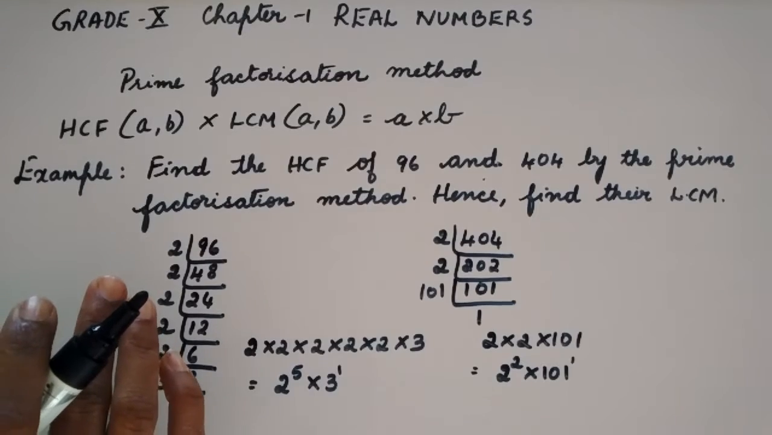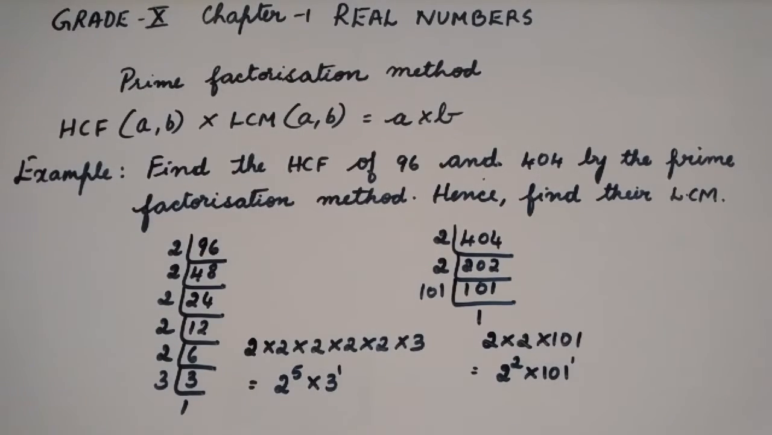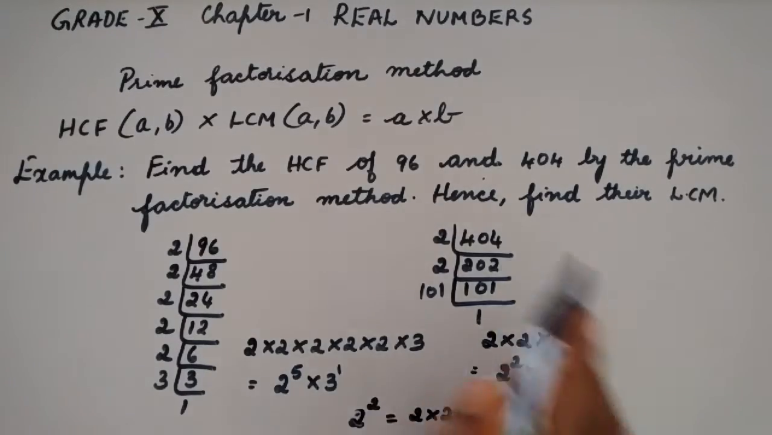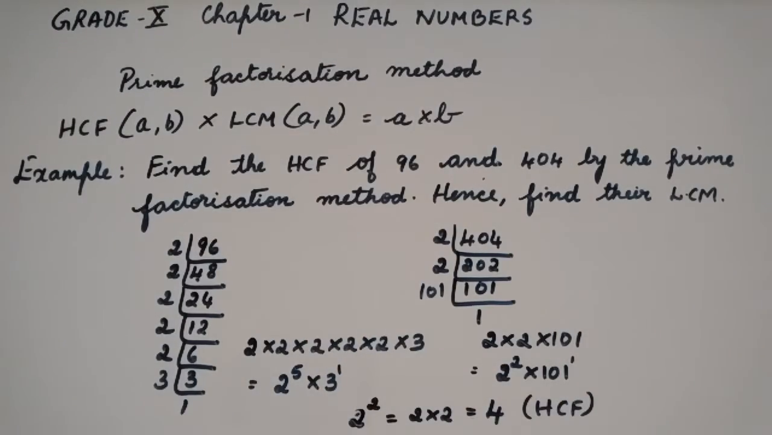So what is HCF? HCF is the product of the smallest power of common prime factor. So here first let us see which is the common prime factor. Which is the common prime factor in both, students? It is 2, isn't it? Smallest power. Which is the smallest power? Is it 2 to the power 5 or 2 to the power 2? It is 2 to the power 2, isn't it? Which will be equal to 2 into 2, which is equal to 4. So 4 is the HCF of 96 and 404.